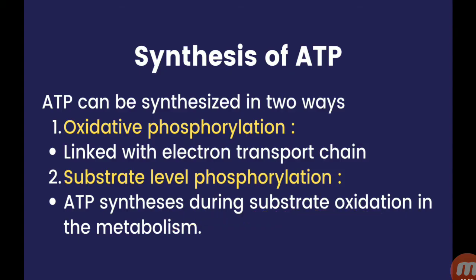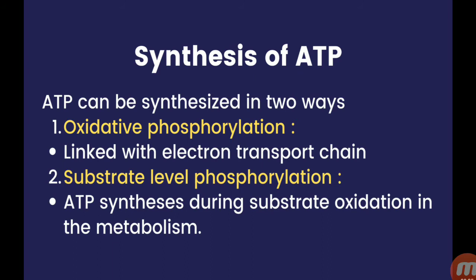So firstly I'm going to tell you shortly about the synthesis of ATP. ATP can be synthesized in two ways. The first one is oxidative phosphorylation and the second one is substrate level phosphorylation. Generally, phosphorylation means the transfer of phosphate group from one compound to another.